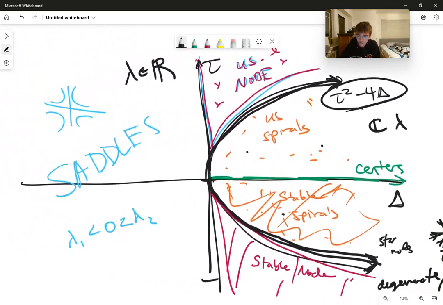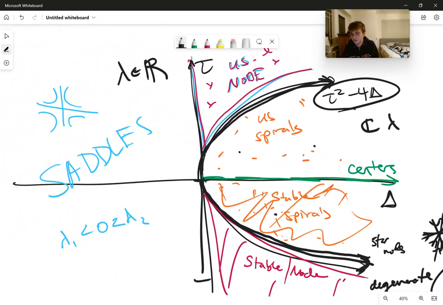The important part is that you really know how to work around this diagram. You should be very familiar with this: I give you a matrix, all you need to do is calculate the determinant and the trace, and then tell me exactly where it lives in this diagram. What type of fixed point is it? Is it a saddle? Is it a node? Is it a spiral? What's its stability? And saddles are technically considered unstable.